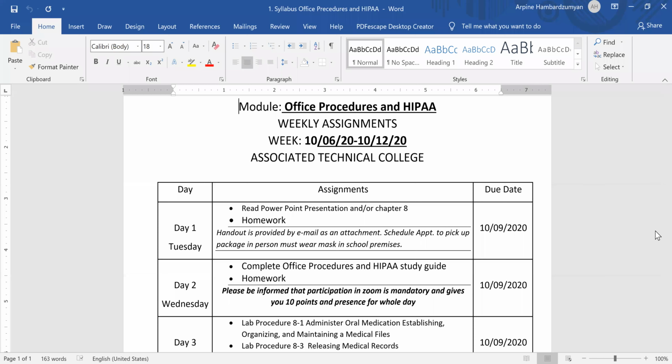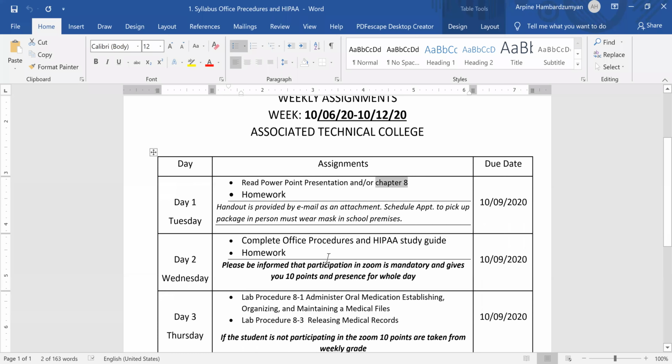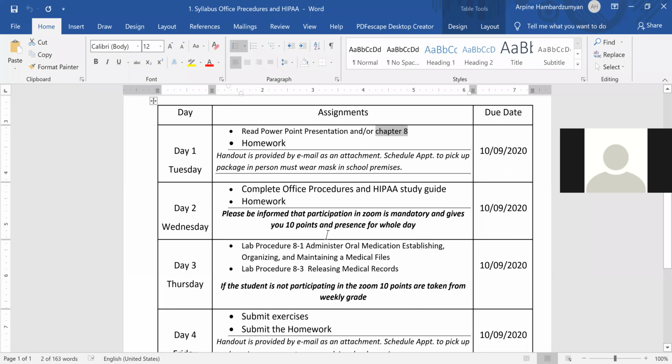Okay, so our next subject is office procedures and HIPAA. In your medical assistant book, it is under chapter 8. Do you see the syllabus in front of you? Yes. So I recommend that every time before you start studying, you scan the syllabus so you know what is required for this week.